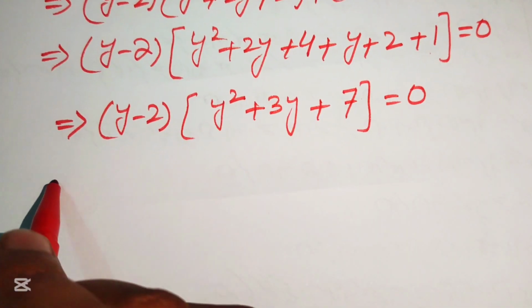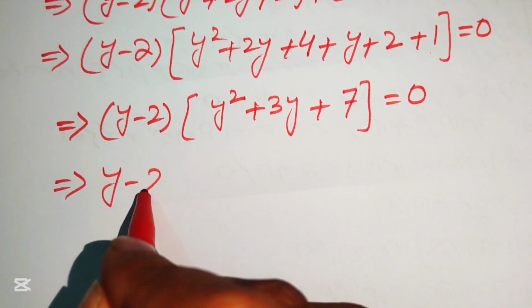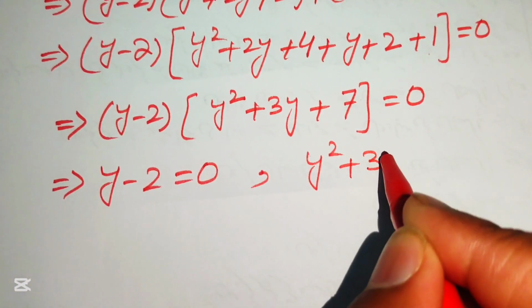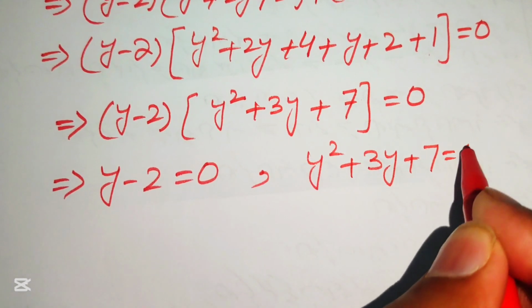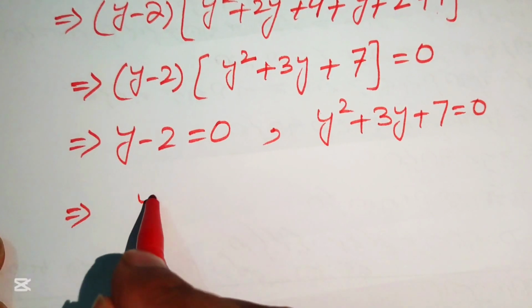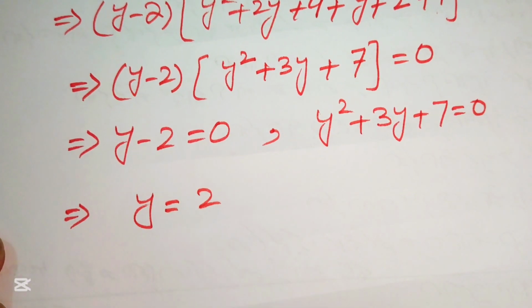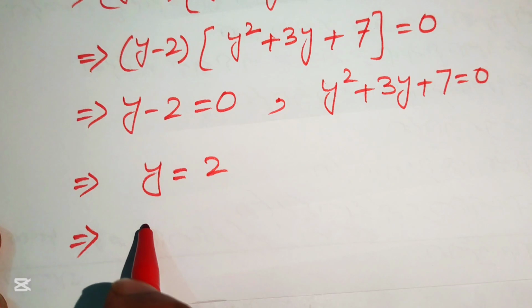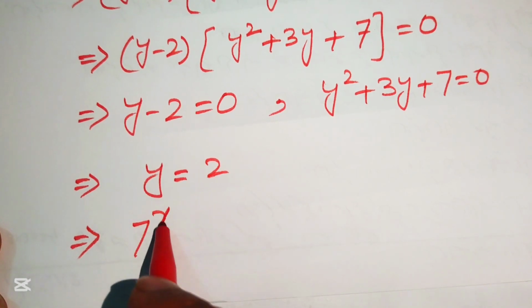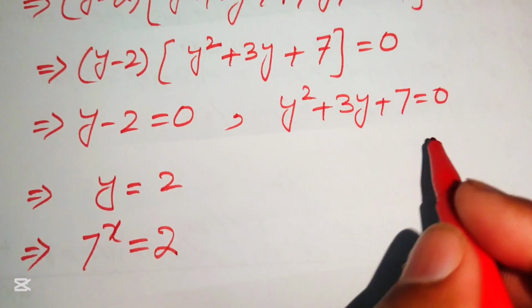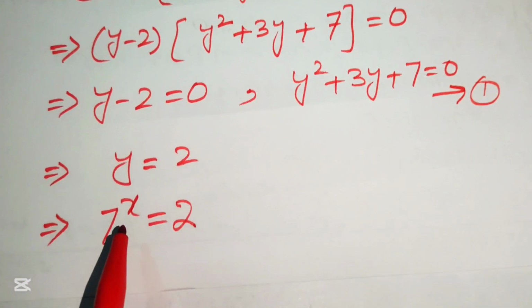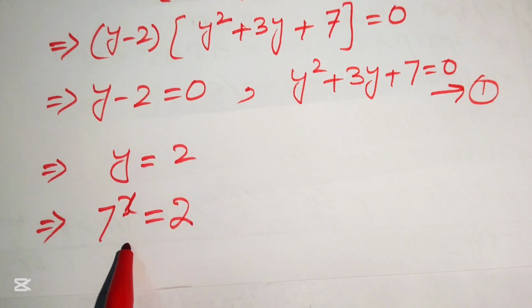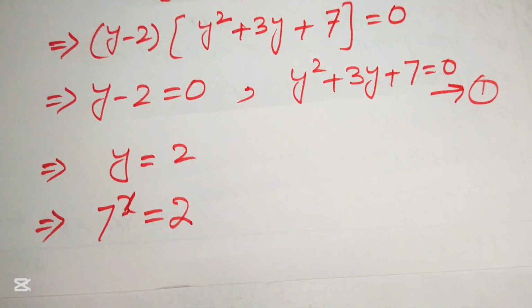And now we convert this equation into two cases. The first case is y minus 2 equals 0, and the second case is y square plus 3y plus 7 equals 0. So in this case we easily get the value of y equals 2, and now we will back substitute the value of y, and it will be written as 7 to the power of x equals y. Here we call this equation number 1. Now first we can solve this equation, and here we get the value of x, and now we move towards our equation number 1.